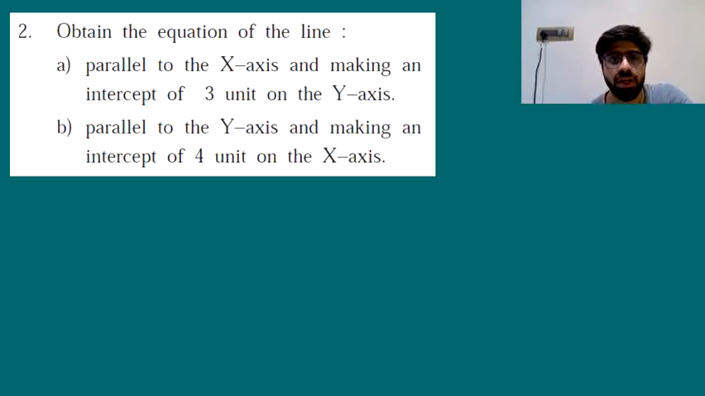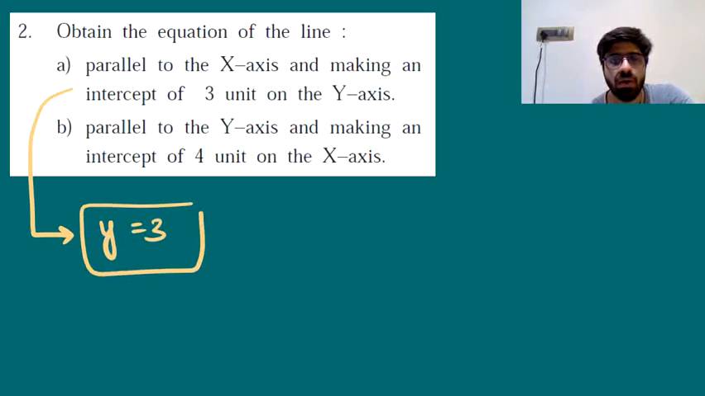Going ahead with the second question, you need the equation of a line which is parallel to x and making an intercept of 3 units on the y-axis. Parallel to x means perpendicular to y. It is hitting the y-axis at the point 3 on it. So the equation of this line will be y equal to 3. Perpendicular to y, so y equal to constant. Hitting at 3, so that constant will be 3. So y equal to 3 is the equation.